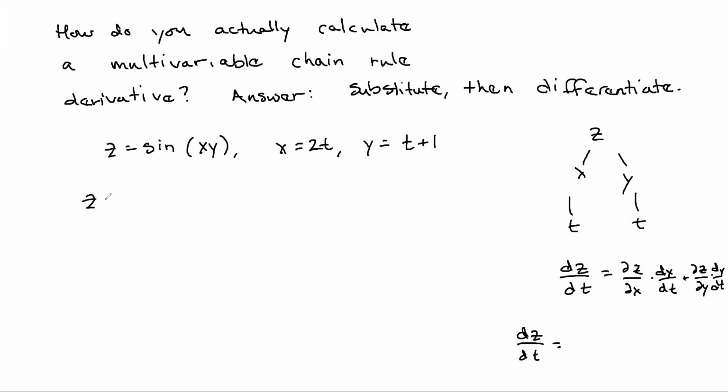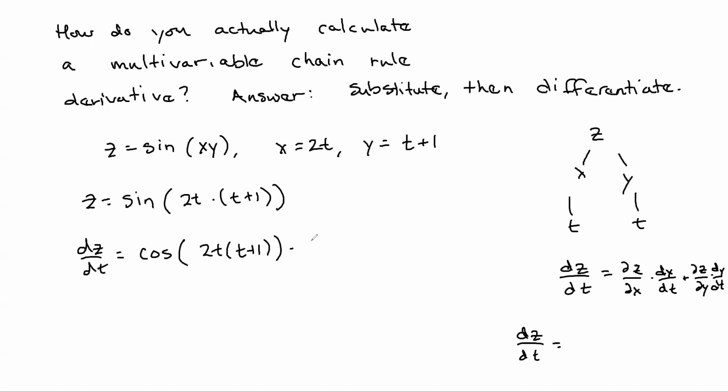Or you could just substitute. Take the 2t, plug it in. Take the t plus 1, plug it in. Now z is defined all in terms of t. Take the derivative, this is chain rule. Take the derivative of the outer function, cosine. Leave the inner function alone. Times the derivative of the inside. The derivative of the inside, you have product rule. First times the derivative of the second plus second times the derivative of the first.